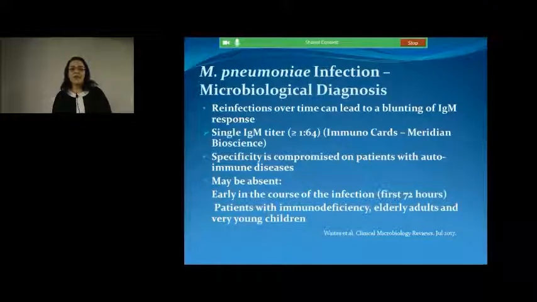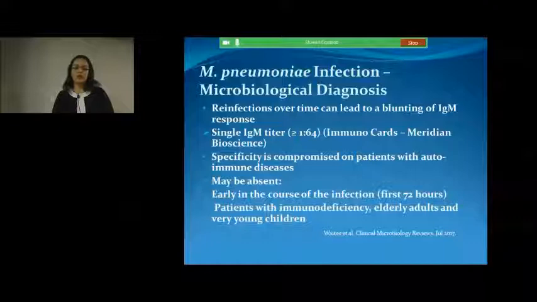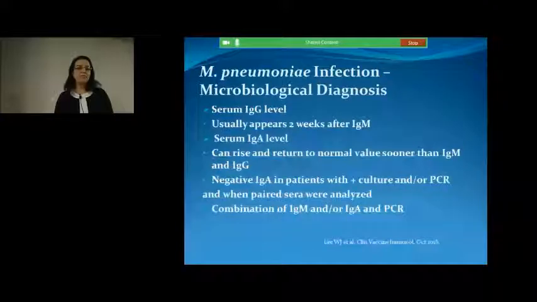The specificity is compromised in patients with autoimmune disease, and it can be a false positive. It may be absent if the blood is drawn in the first 72 hours after the onset of the symptoms, and may be absent in patients with immunodeficiency, in the elderly population, and in very young kids. The IgG usually appears 2 weeks after the IgM.